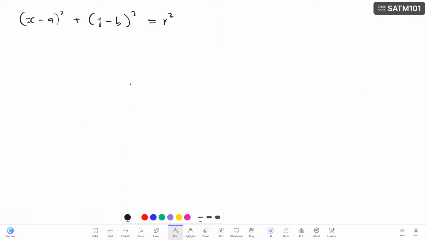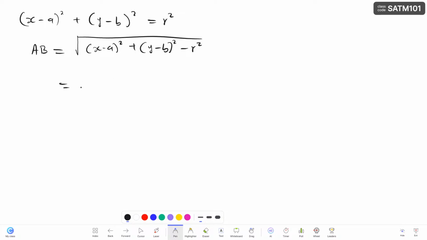So the length of the tangent is going to be given by what? The length of AB is going to be given by the square root of what? Of (x minus a) squared plus (y minus b) squared. Then take this one inside minus r squared.